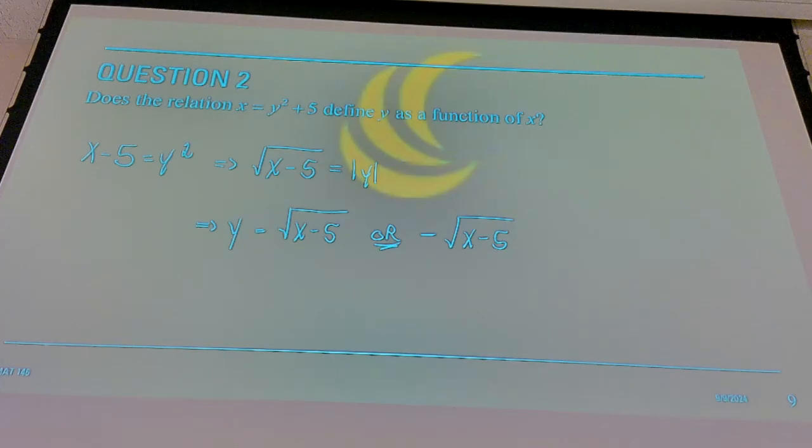That means you get 2 values for each y. Positive square root and the negative square root. You don't get just one, so it's not a function. We could say x is a function of y, though, if we make x the dependent and y the independent.